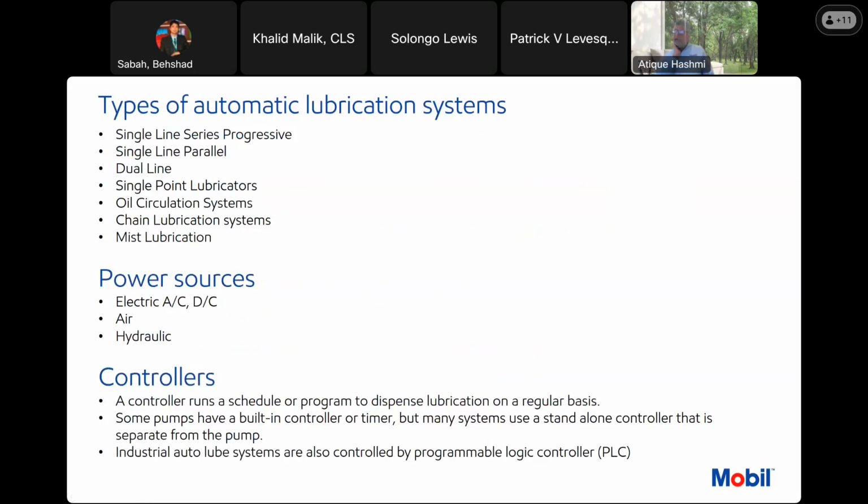Types of automatic lubrication systems: single line, series progressive, we will see in detail. Single line parallel system, dual lines, single point lubricators, oil circulation systems, chain lubrication system, mist lubrication. But in this presentation, I'll just talk about only single line, series progressive, parallel, and dual line.